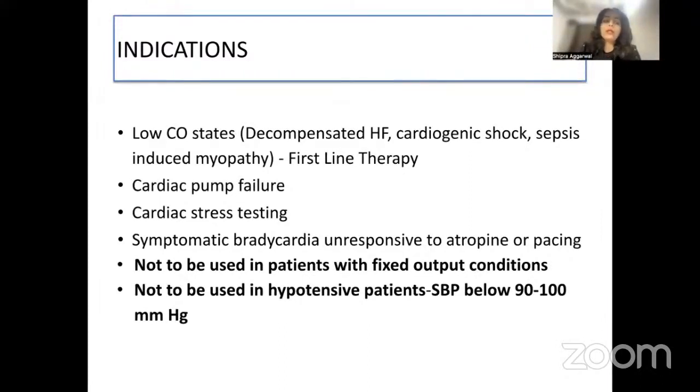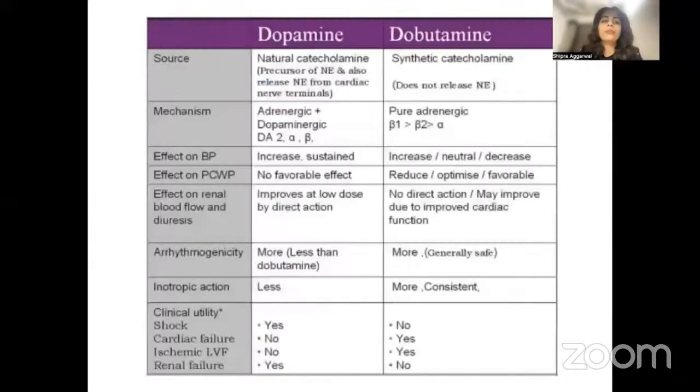But the important thing to be noted about dobutamine is that if you are using dobutamine in a patient with cardiogenic shock, then the patient need not be hypertensive, or the systolic blood pressure should not be below 90 to 100 millimeters of mercury. Else, the use of dobutamine will cause further hypotension. Also, it should not be used in patients with fixed output conditions like patients with HOCM or aortic stenosis. Here also, it can cause precipitous hypotension.